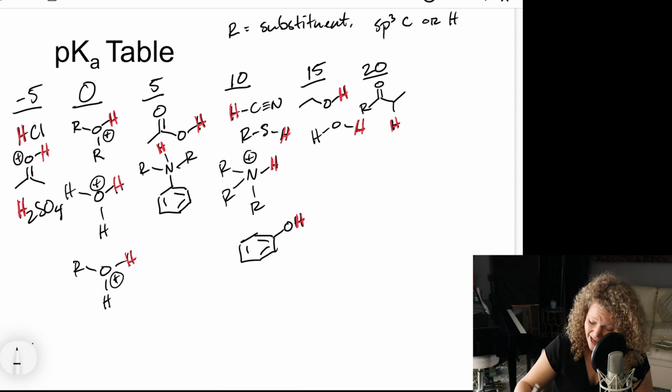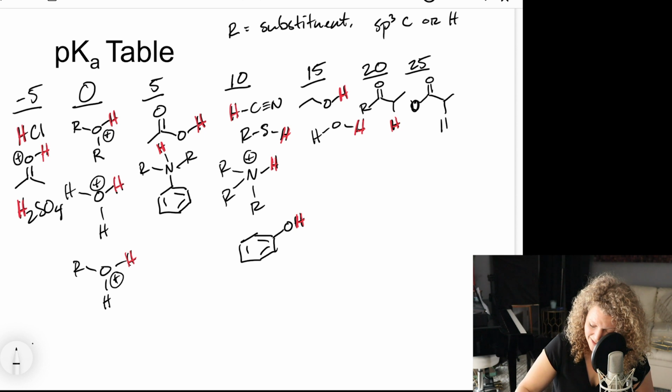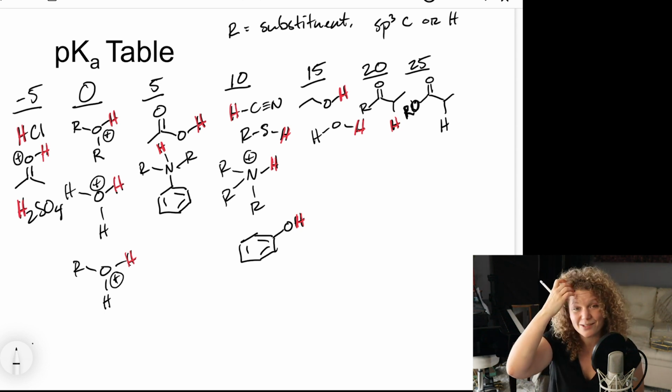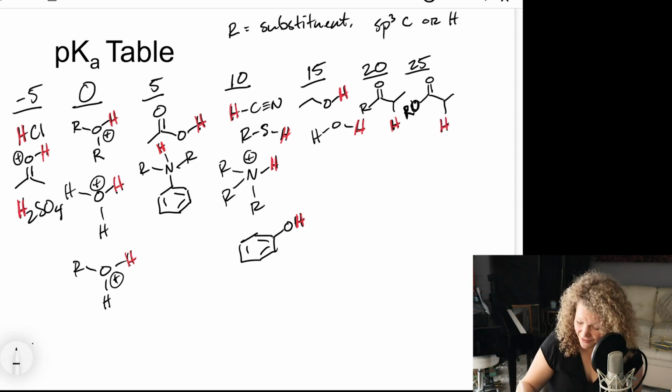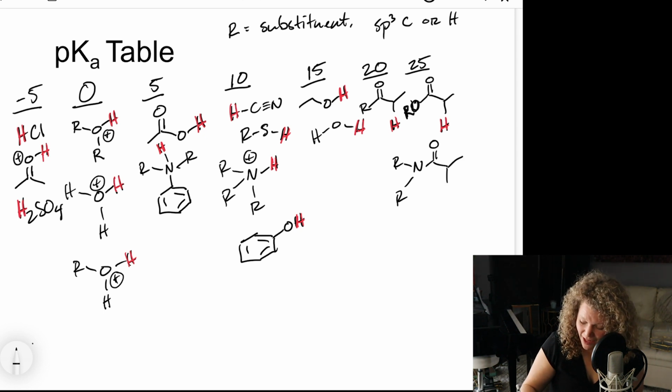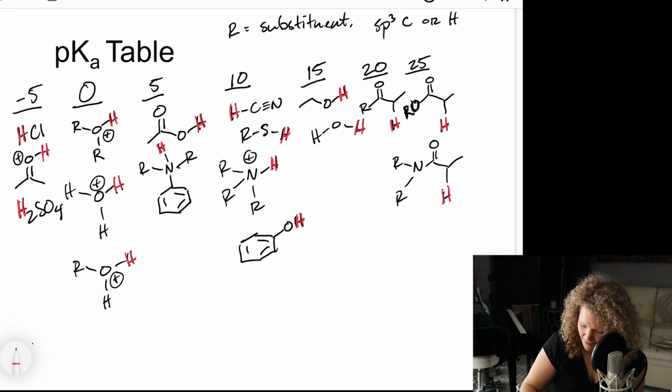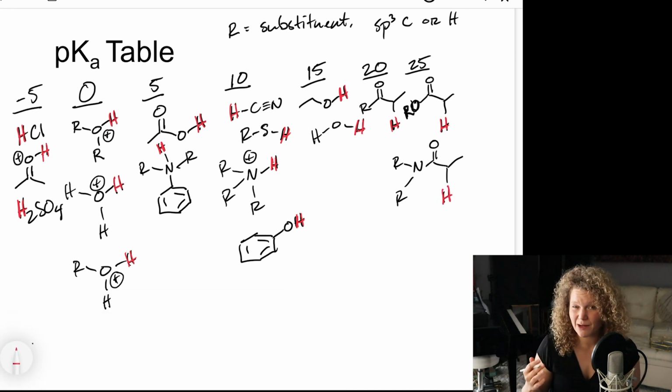If we move up to a pKa of 25, this carbonyl also has an acidic proton, but it's not quite as acidic because instead of just an R group, we now have what's called an ester. Instead of an ester, you could also have an amide here. And again, this proton that is right beside the carbonyl is considered an alpha proton, but that proton there is around 25.